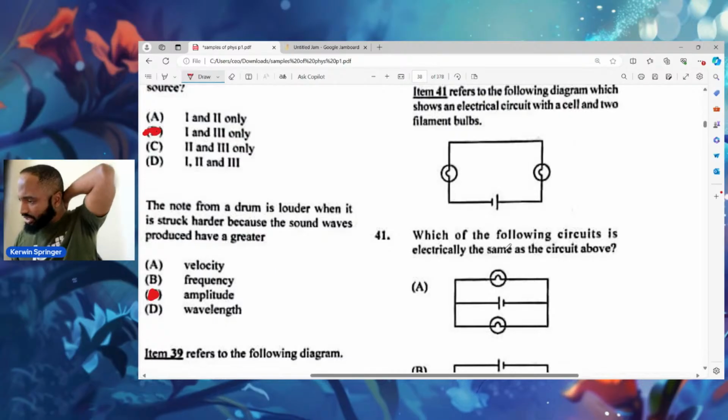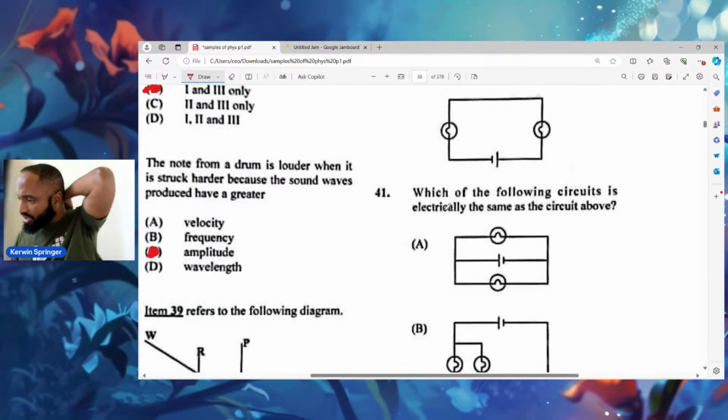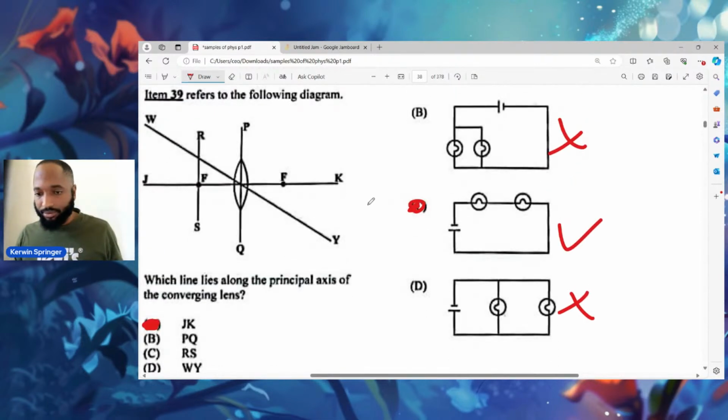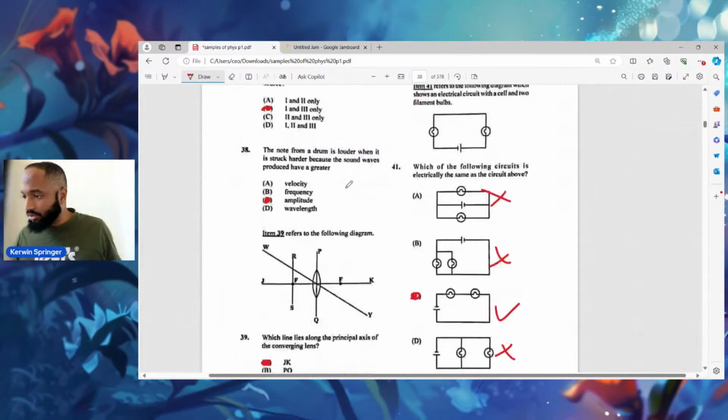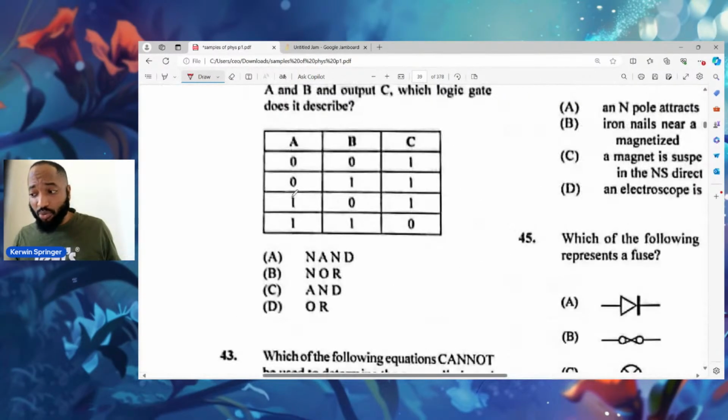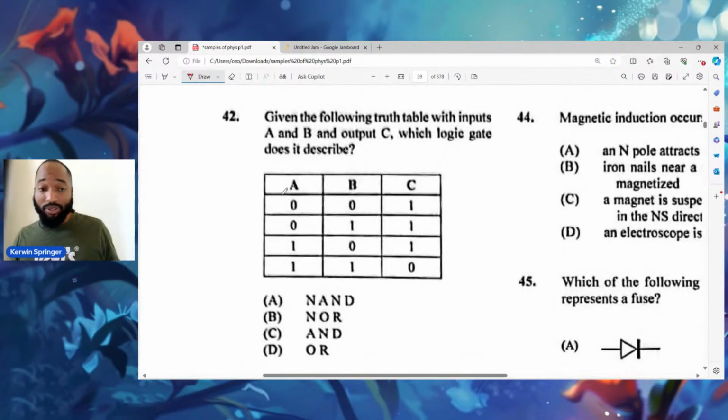Which of the following circuits is electrically the same? So it's a series circuit. This is parallel, parallel. This is series. This is parallel. So C is good for this one. 41. Most of these are repeats. If we do 2 more papers, every question we're going to answer will be repeated ideas.